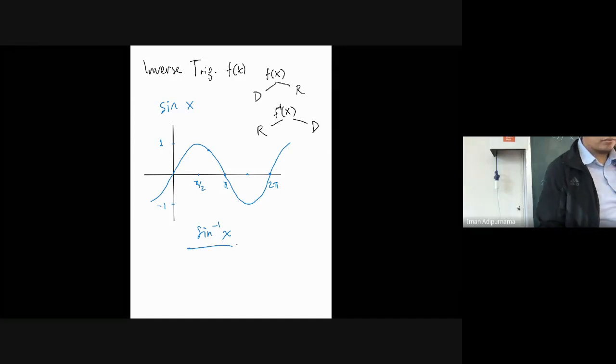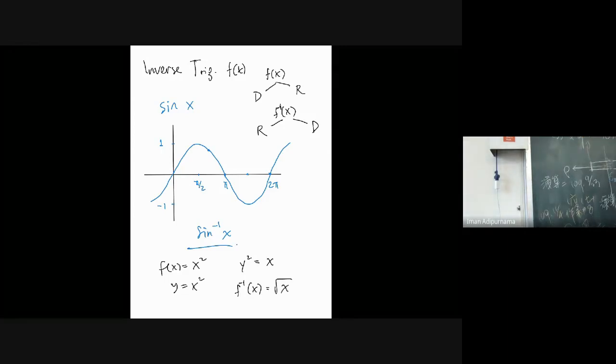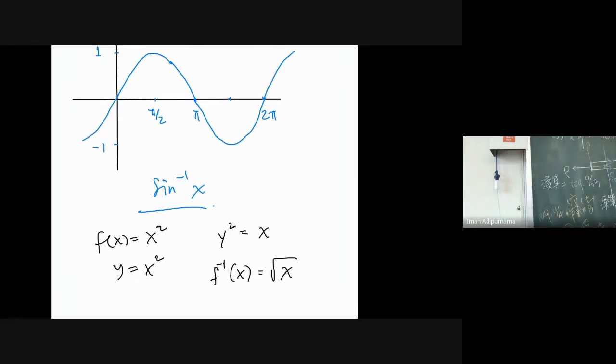Like, for example, you have f of x is x squared. Let's just say y is x squared, and then you can have y squared is x, and then you can solve for y, and you get the square root of x. So f inverse of x is the square root of x, which means if you have a square root, you're restricted in writing your domain, right? You cannot write your domain in negative, right? So it will be correct in some domain and range, depending on the function. Okay, so we see the sine x.